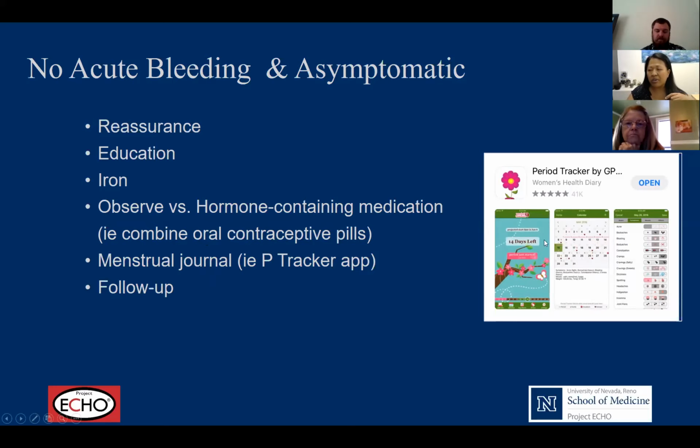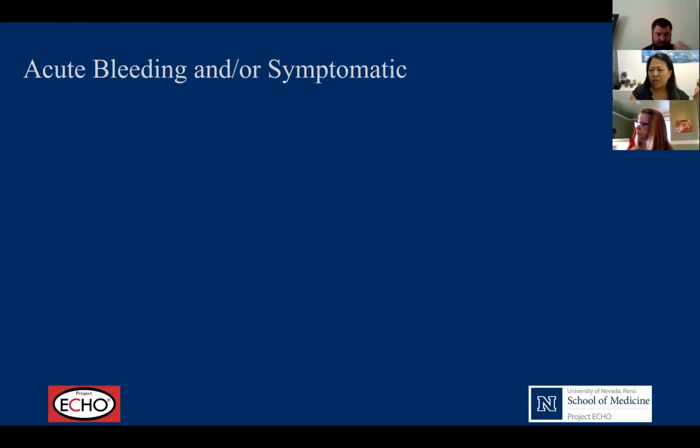P-Tracker is actually one of my favorites. I don't get money for that. It's just the easiest one for patients to use. And then you follow up, okay? You make sure that it doesn't get worse. You make sure that their hemoglobin is stable and they don't become anemic. And then you follow them over time.